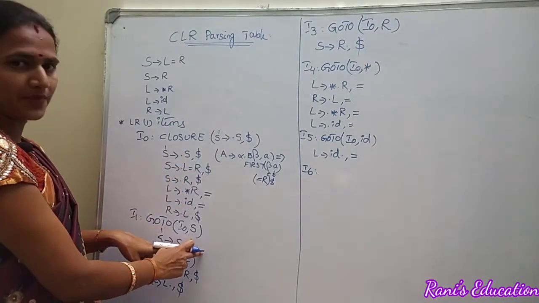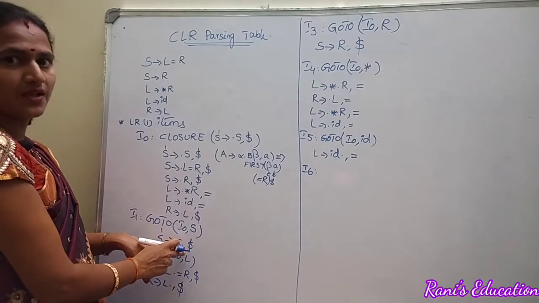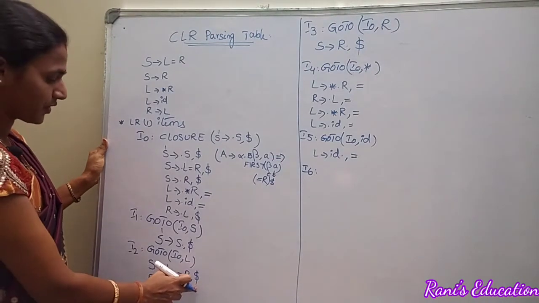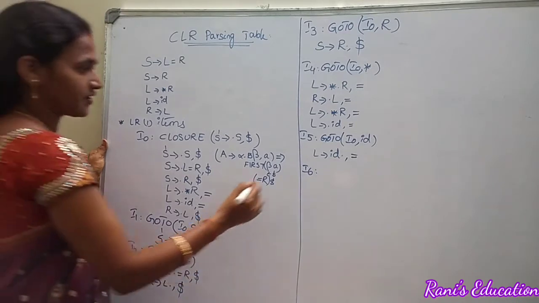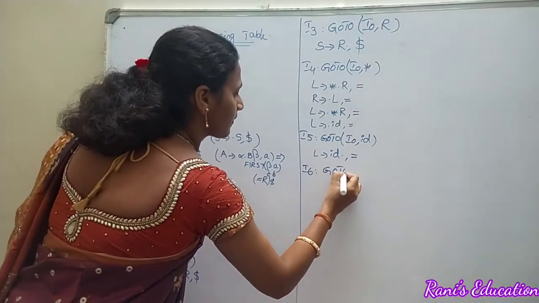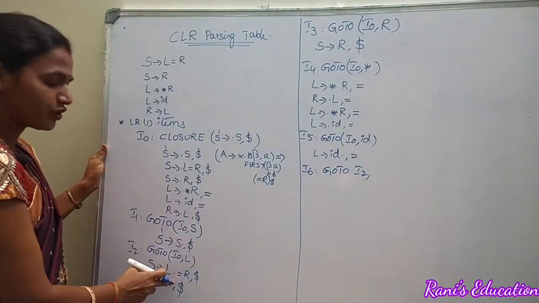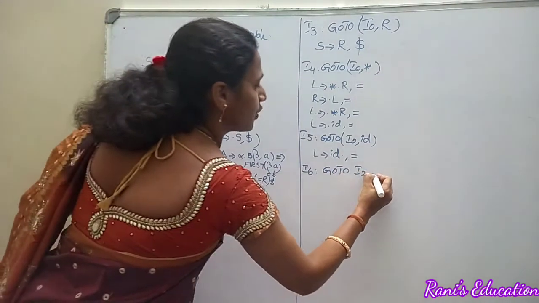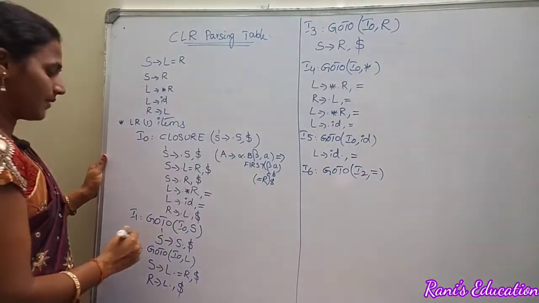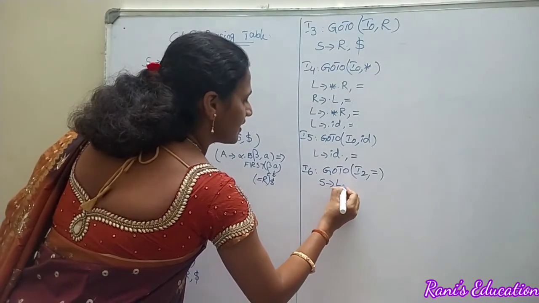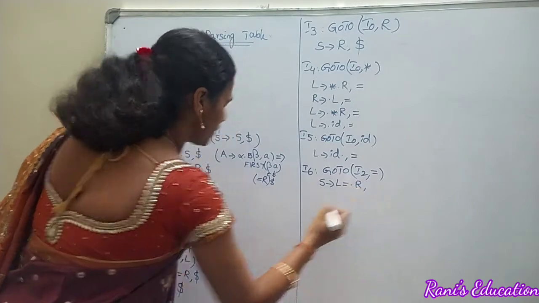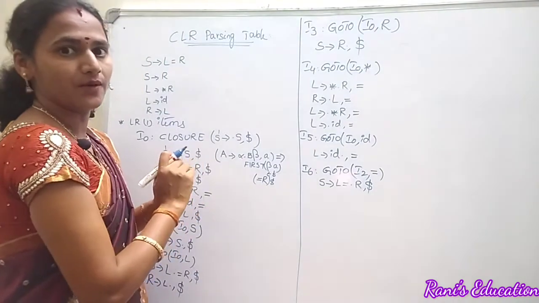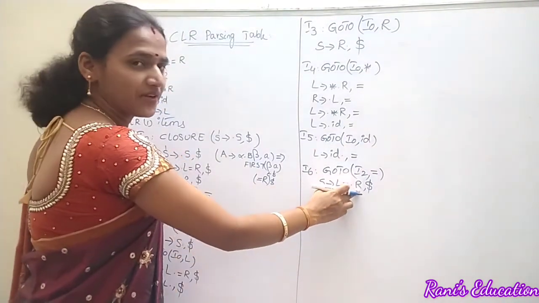So here I1 is completed. Why? Because dot is placed at the end of the body of the production. Go for I2. Here we didn't complete the first production, so I am going to change the dot position. With respect to the I2 item, I am going to shift the dot position to after equal. That is, I am going to use the grammar symbol equal. Now the production becomes S derives L equal dot R. What is the lookahead for that production? Dollar. What is the lookahead? Dollar. Right? Now after that we have a non-terminal, right?